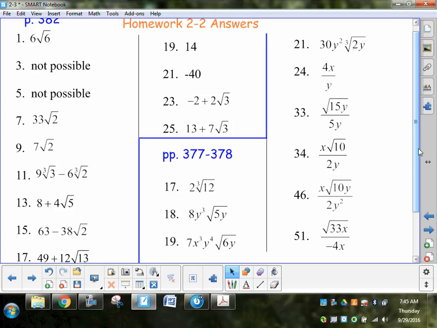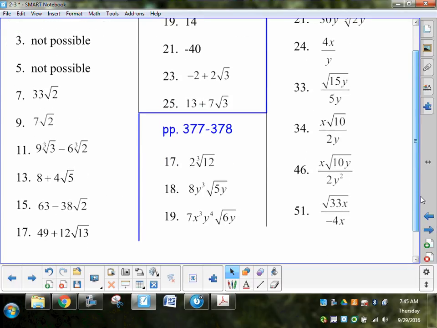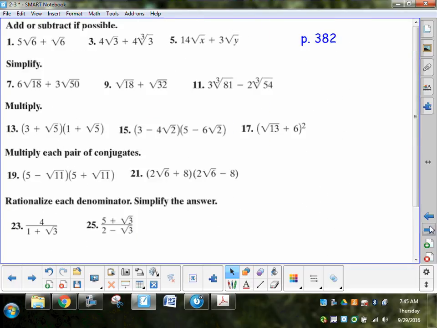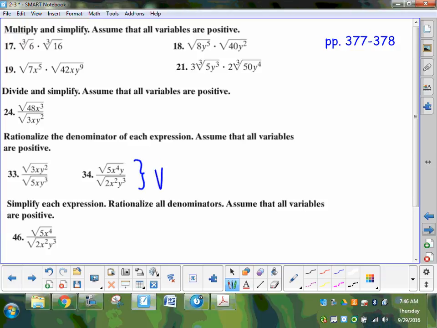Which ones out of this group would you like to see? Yeah. The last 3. All right, so we'll bounce over, and if we had to pick one out of the last 3? Any of them? All right, let's try 34. Okay, so if I'm doing this, rationalize it. Now, the first thing that I would do is, when I see this, I'm going to put it under one big radical to start. Because something good is going to happen now, 5x to the 4th, y all over 2x squared, y cubed, right?